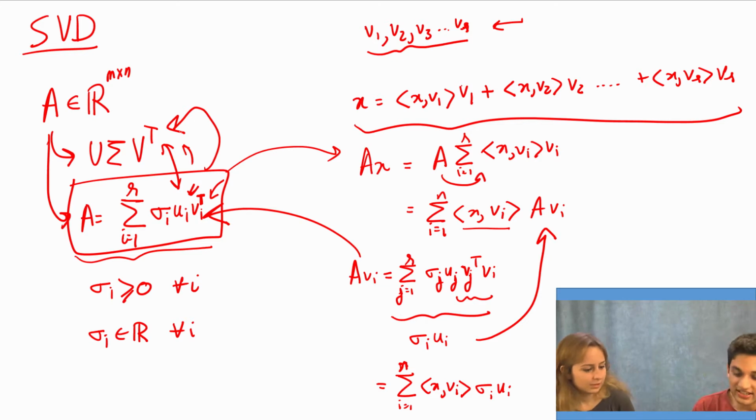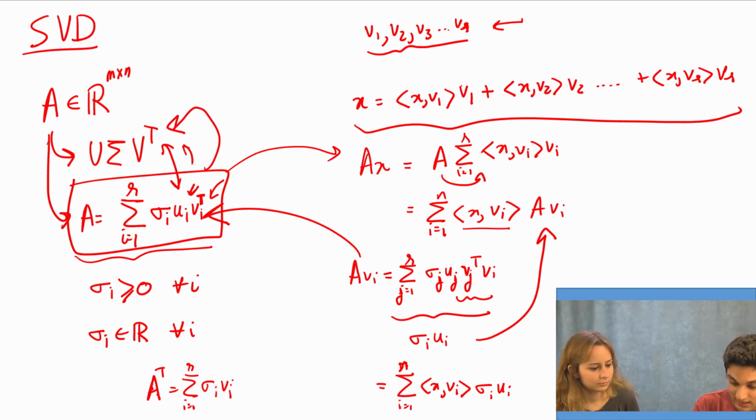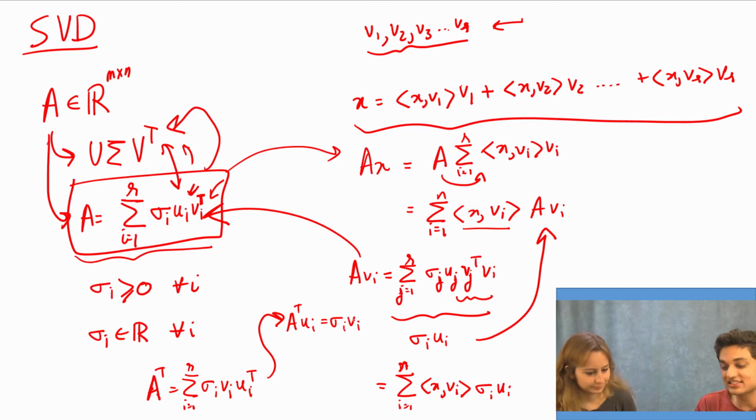VI transpose. Yeah, if you look at A transpose, this is going to be the sum from I equal to 1 to R of sigma I VI UI transpose. And then the same thing holds, but slightly flipped. So A transpose UI is going to be sigma I VI. Right. This is a cool way of showing that, if you assume the SVD exists, the row rank is equal to the column rank.